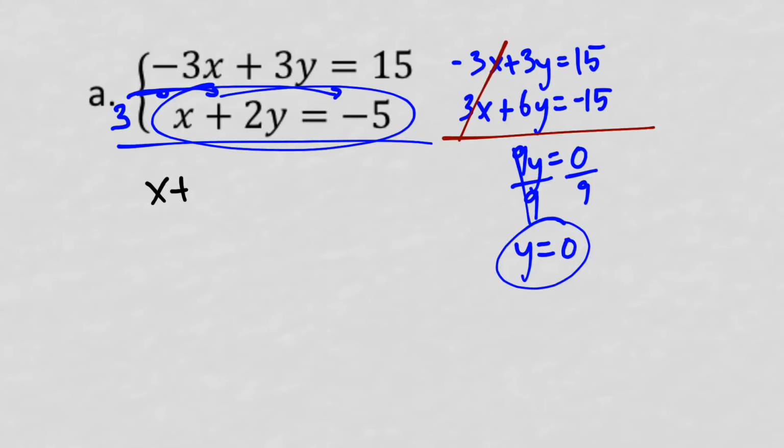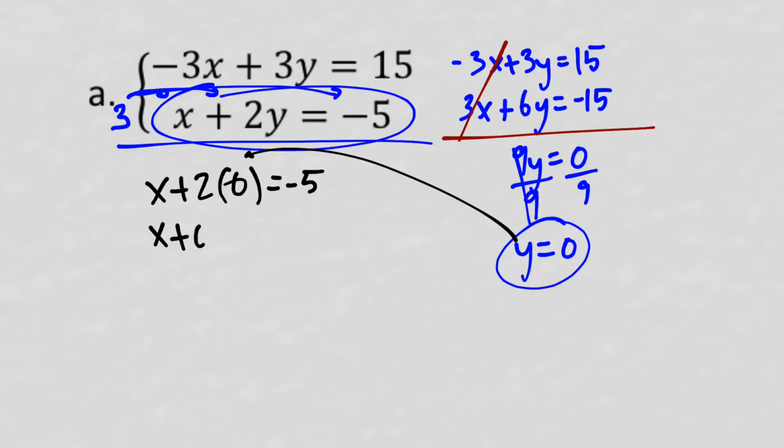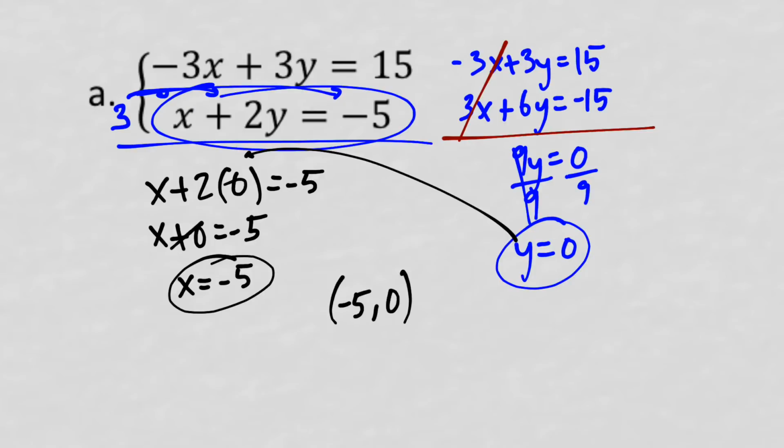I take x plus 2y equals negative 5. I plug in the y equals 0 right there. So x plus 0 equals negative 5. So that just means x, right? X is equal to negative 5. And there's your solution. Negative 5, 0, right? x, y.